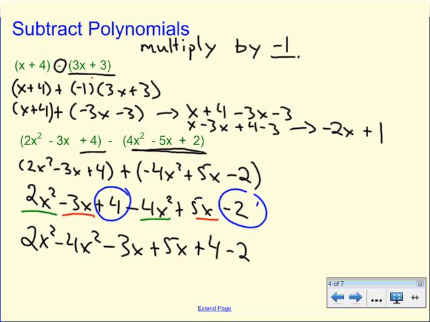4 minus 2. 2x squared minus 4x squared, well, that just becomes -2x squared. -3x plus 5x becomes 2x. 4 minus 2 becomes 2. So when it's all said and done, I'll have -2x squared plus 2x plus 2. Again, key thing, multiplying by -1 everything in the bracket to the right.